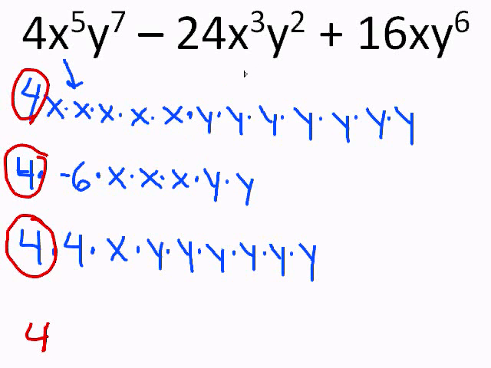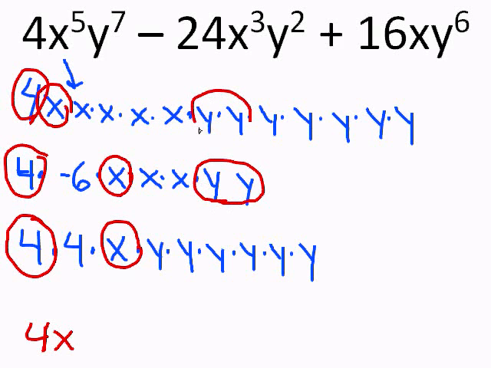Then we look and we say, what's the largest amount of x's they all have in common? Well, this one has 1x, and so do all of the other ones. So the biggest number of x's I can take out of every single term is a single x. Looking at the y's, I've got 7 y's here, 2 y's here, and 6 y's here. The biggest amount of y's I can take out of all of them is y times y, or y squared. So I'm going to write y times y, or y squared. So this is the greatest common factor of our three terms in our polynomial.